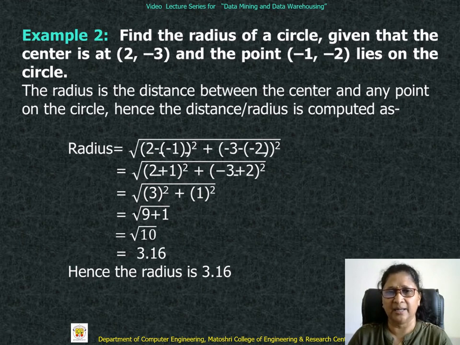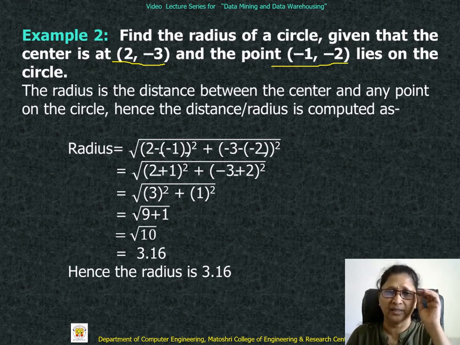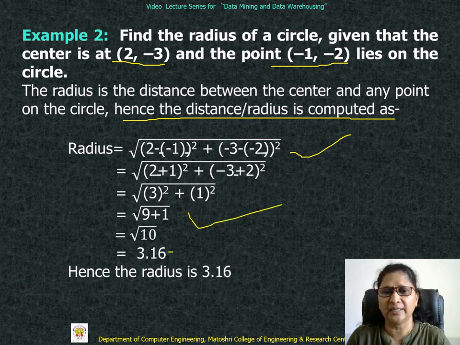This is another example. This is to find the radius of a circle. Given that the center is (2, -3) and the point (-1, -2) lies on the circle. We know that the radius is the distance between the center and any point on the circle. Hence, the distance which is to be computed, which is nothing but the radius, can be computed using our Euclidean formula. So we substitute values, that is, we take the square differences, we take a summation of them, then we take the square root of it, and we get the radius as 3.16.